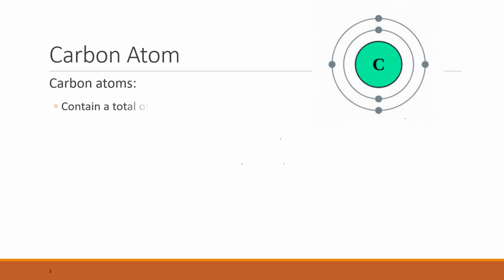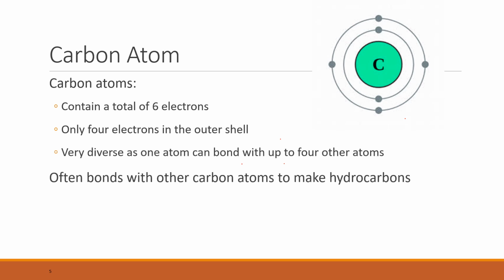So the carbon atom, if you remember, has the atomic number 6, so it has 6 electrons. It has 2 in the first energy level, 4 in the second energy level. In order to have a filled second level, it needs 8 electrons. So it needs 4 more. And so what it does is that it can form covalent bonds with 4 other atoms to get those 4 more electrons.